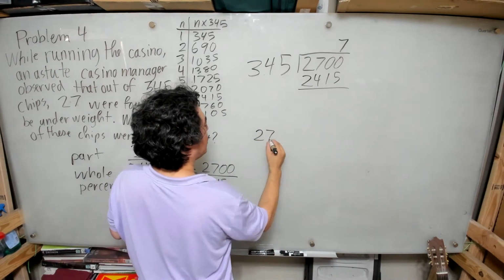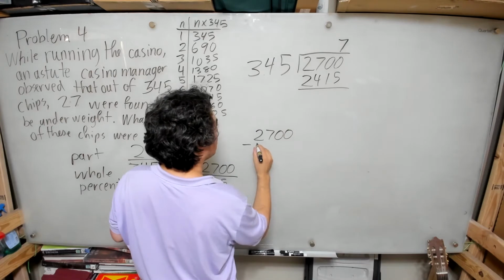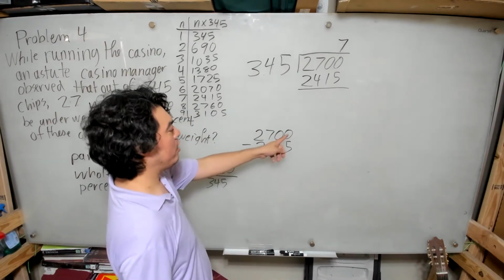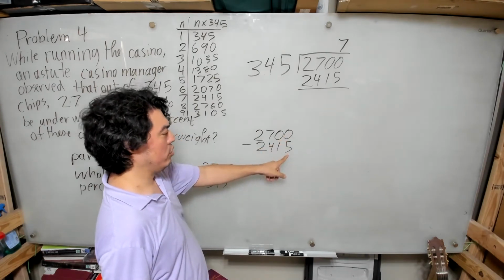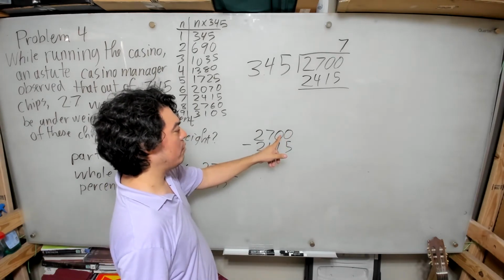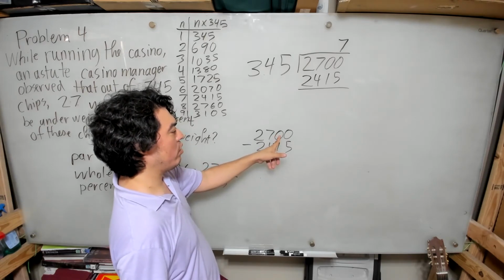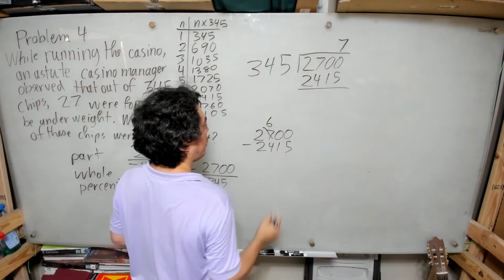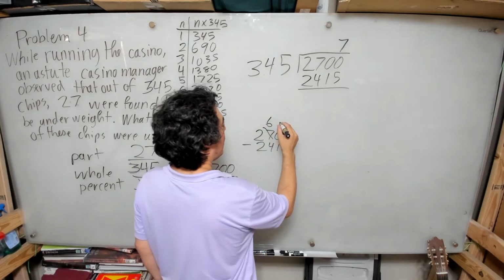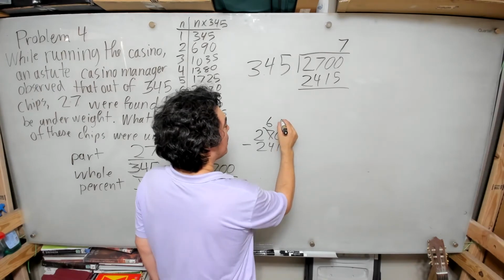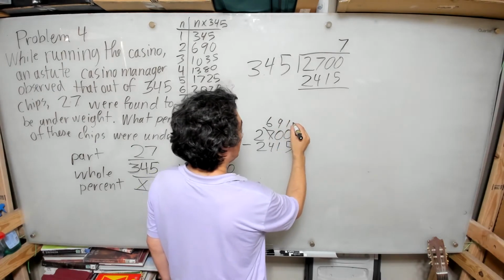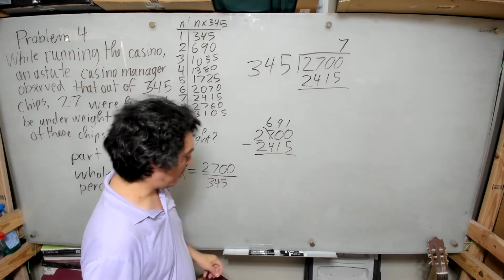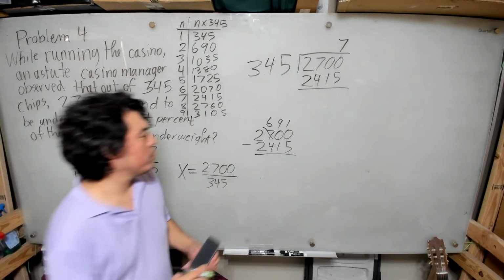And so now I'm going to perform this subtraction. So 2700 minus 2415. Can I do 0 minus 5? No. So I have to borrow. But I can't borrow from here because this is a 0 also, so I have to borrow from here. So this is going to become a 6. This would have become a 10, but it's going to become a 9, and this is going to become a 10. So actually, let me redo that here real quickly for you.